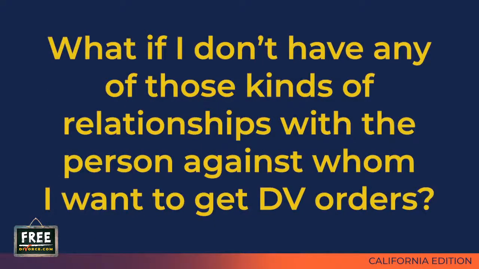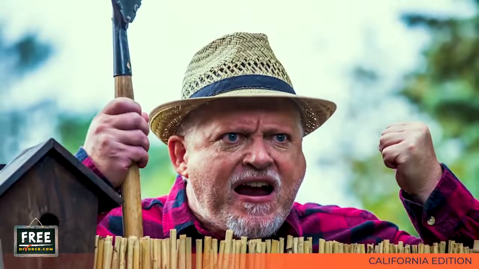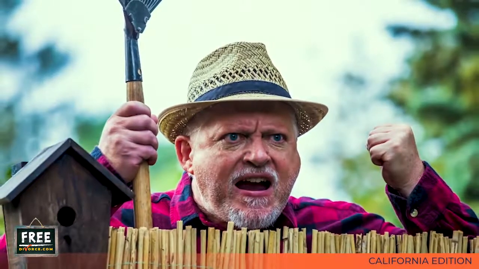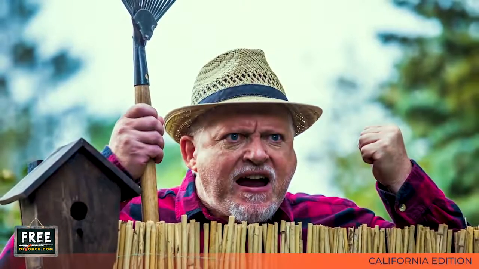What if I don't have any of those kinds of relationships with the person against whom I want to get DV orders? If none of the above relationships apply to your situation, you can still get restraining orders, but not under the DVPA. For example, if you have a dispute with your neighbor, you can apply for civil harassment orders. Civil harassment orders are beyond the scope of our website.